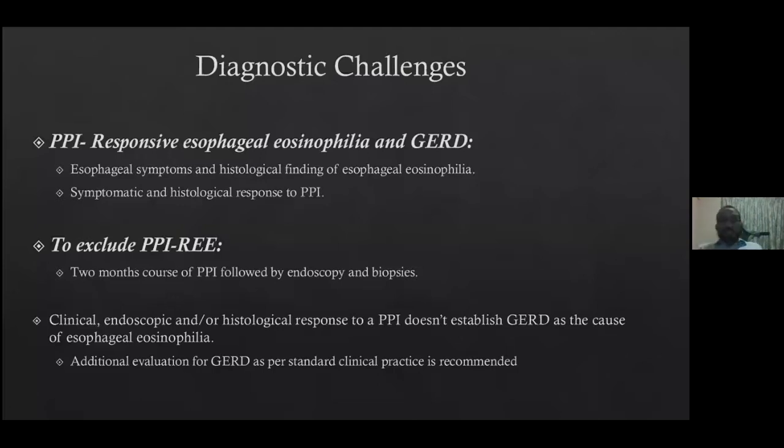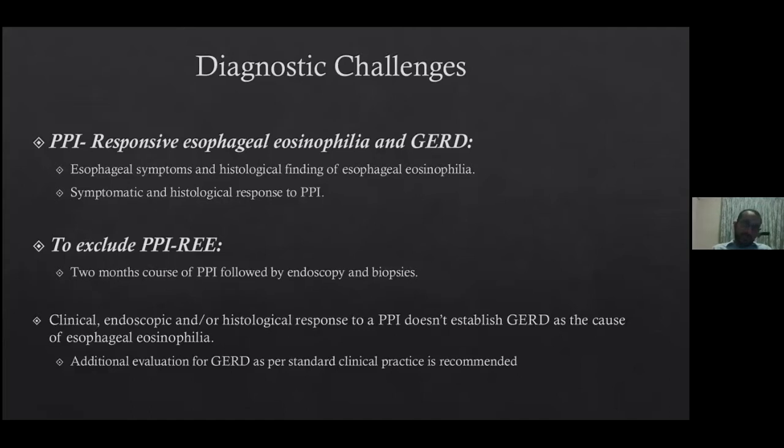The diagnostic challenges. There are terms called proton pump inhibitor responsive esophageal eosinophilia and gastroesophageal reflux disease. It looks like esophageal symptoms and histological findings are the same as esophageal eosinophilia, but there is a symptomatic and histological response to proton pump inhibitor. So how do we exclude whether this is PPI-responsive esophageal eosinophilia or eosinophilic esophagitis?